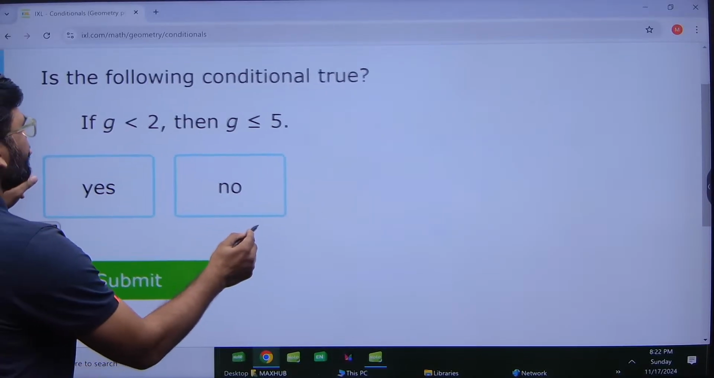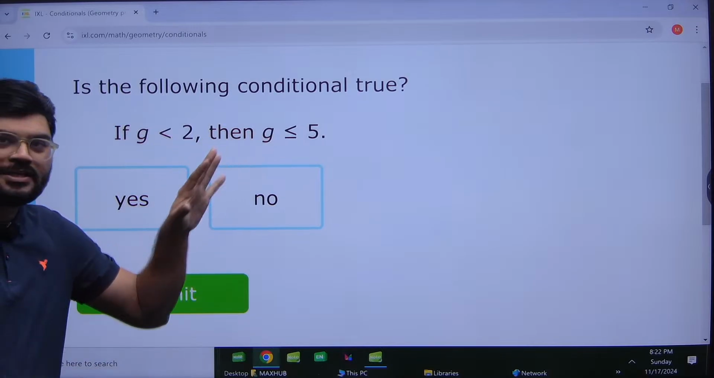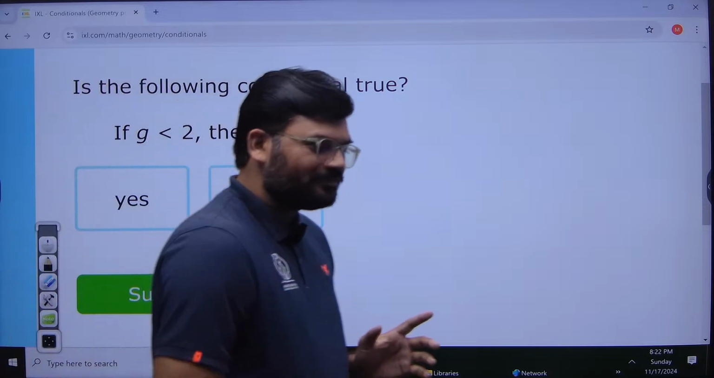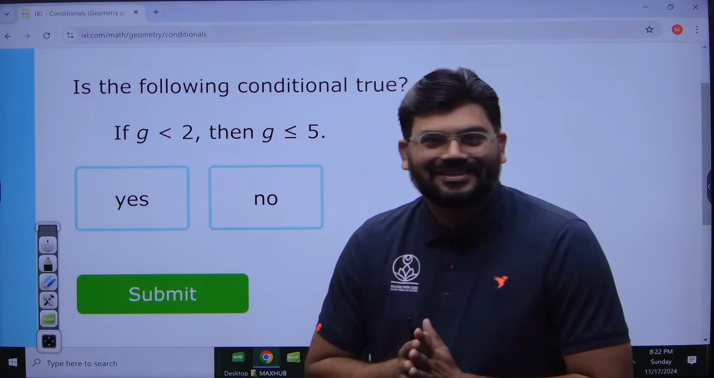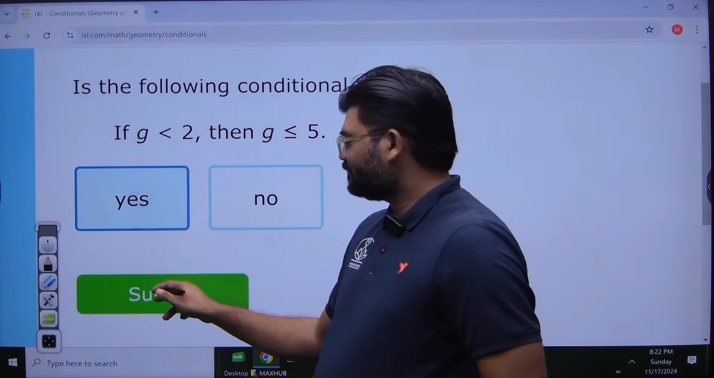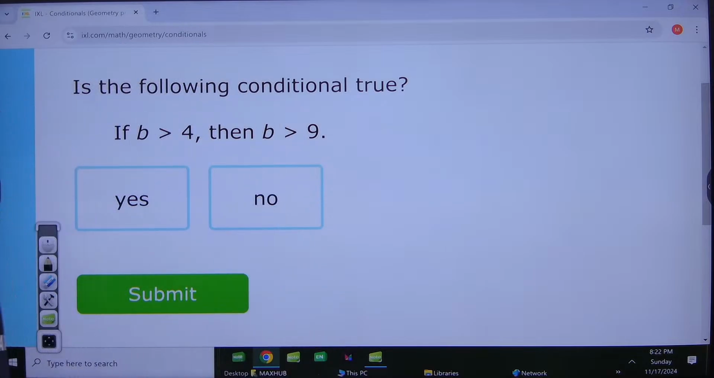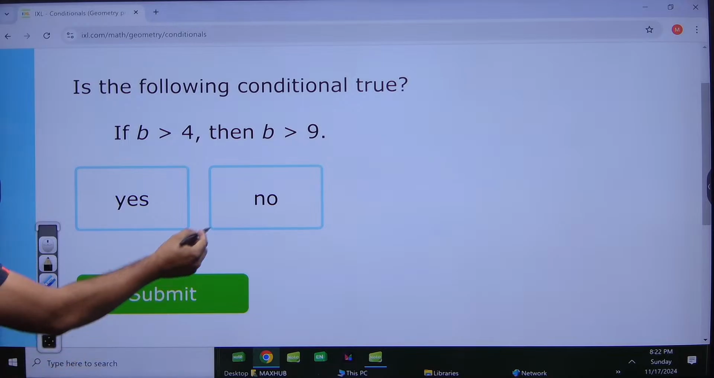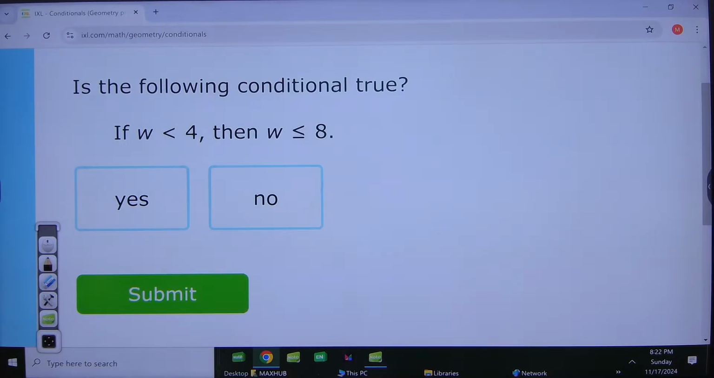Tell me, if G is less than 2, then G is less than 5. What do you say about this? Yeah, it has to be less than 5. If B is greater than 4, then B is greater than 9. No. Because, give me a counter example. 5. Wow. Excellent.